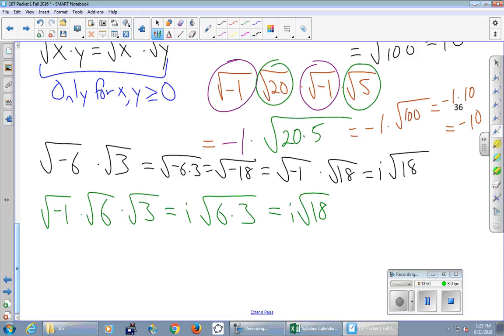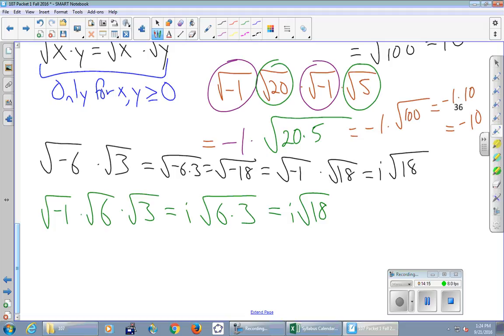So what happened? Did it work? Yeah, doing it the potentially dangerous way here in black gave us I radical 18, which is definitely the right answer in green. So we're okay. It's one positive and one negative. So why chance it? I just figure any negatives I see, I'm bringing I's into the picture instead of taking the risk. Good question.